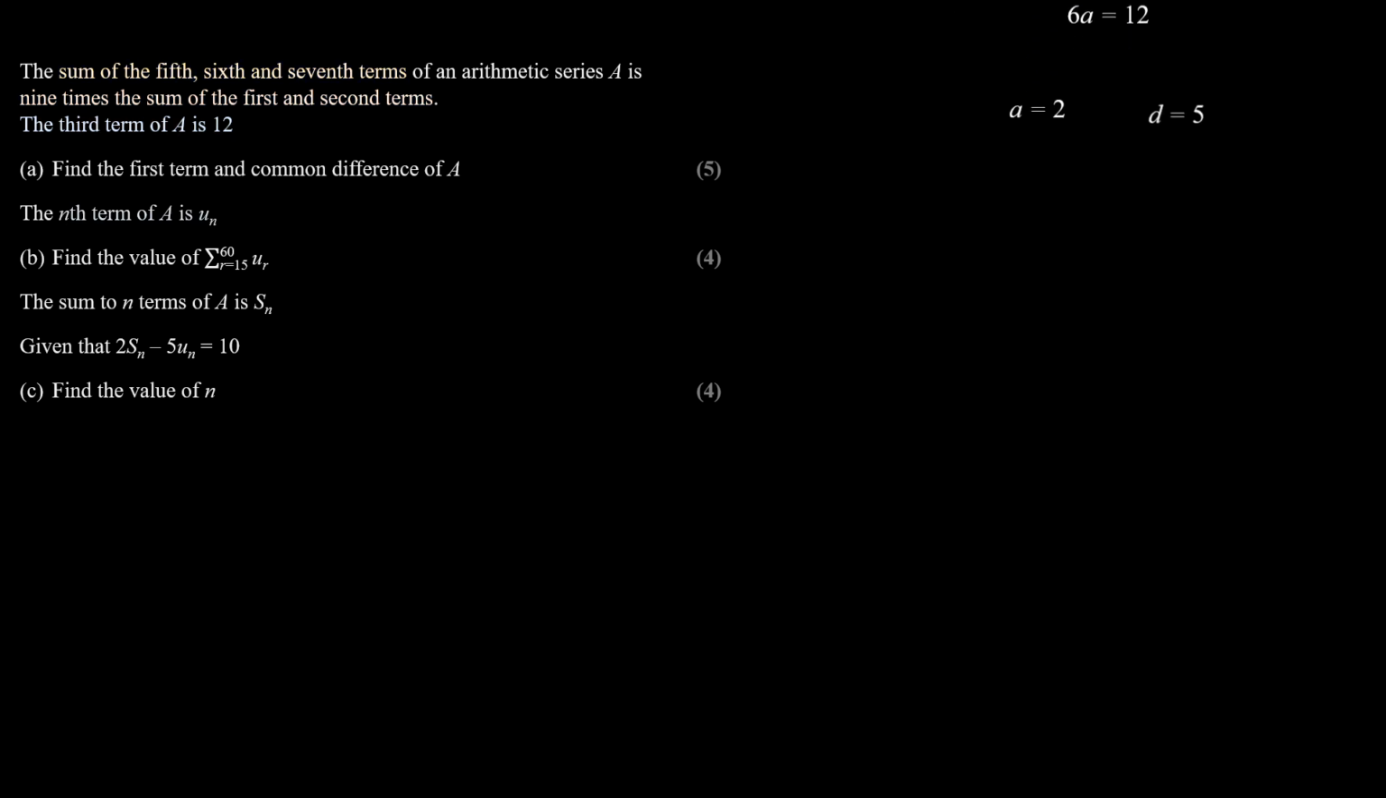The general formula for this series is A plus the product of n minus 1 and D. Using A equals 2 and D equals 5, the general term Un becomes 5n minus 3.